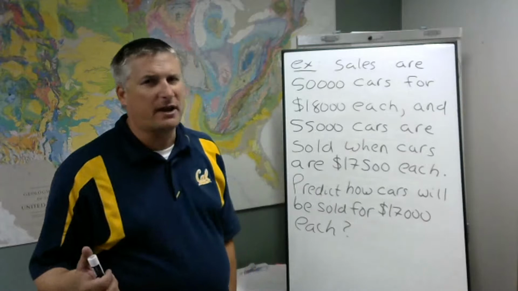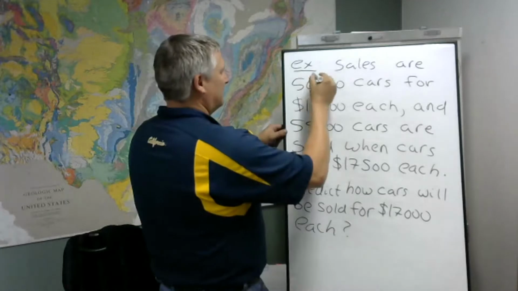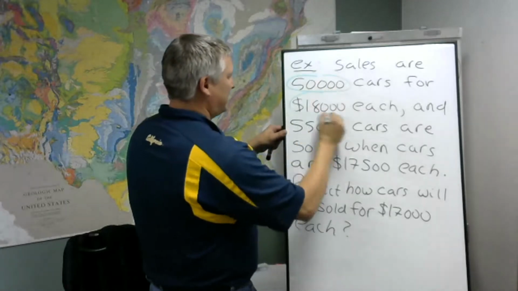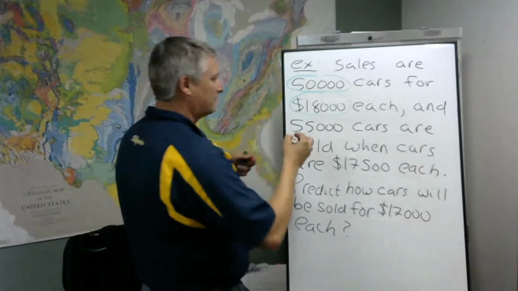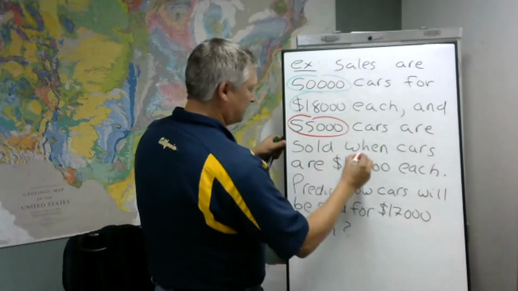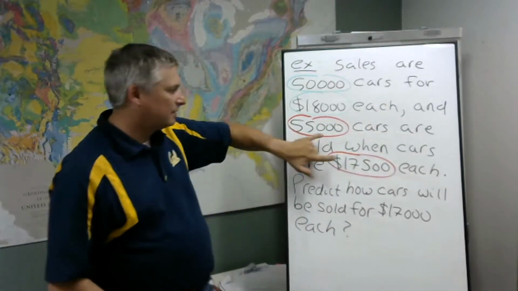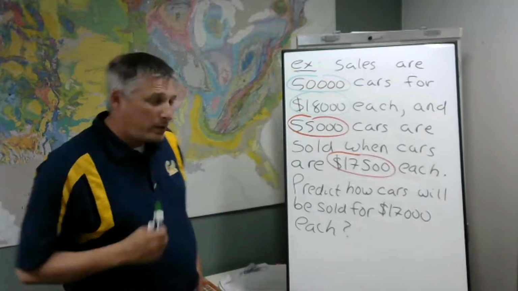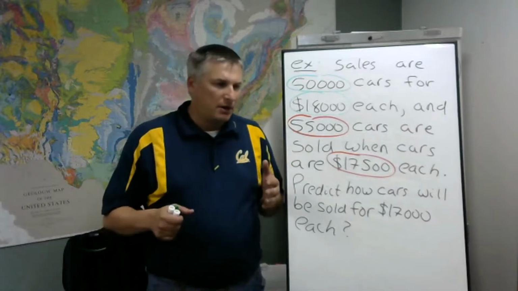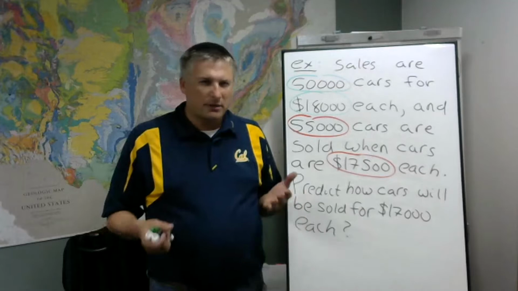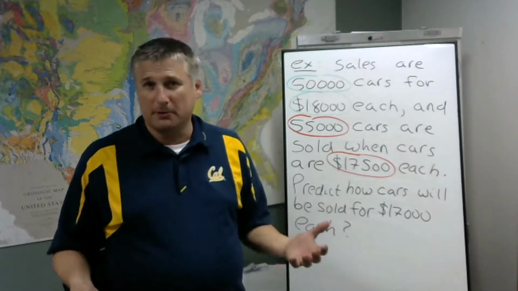We want to think in terms of cause and effect, input and output. We have 2 points. There's 50,000, 18,000. Second point, 55,000, 17,500. These two go together, these two go together. What we need to figure out is, for each point, is the number of cars the input, or is that the output? Is the price the input, or is the price the output?